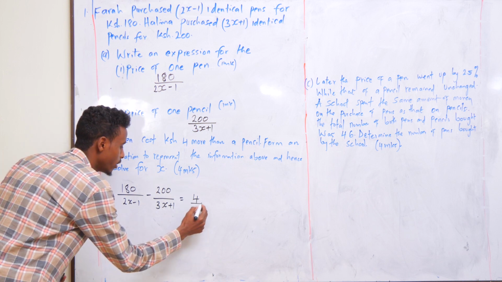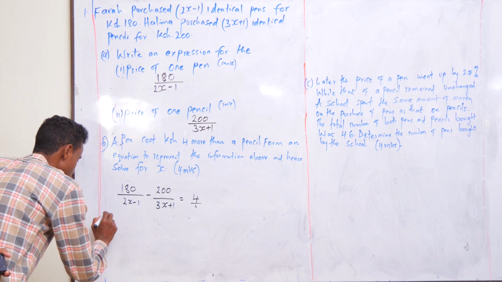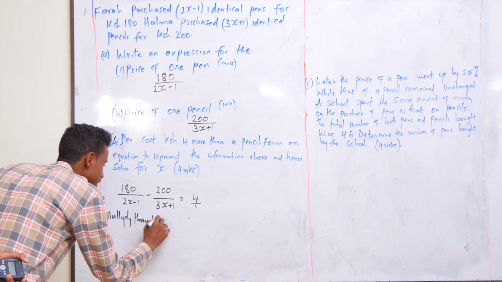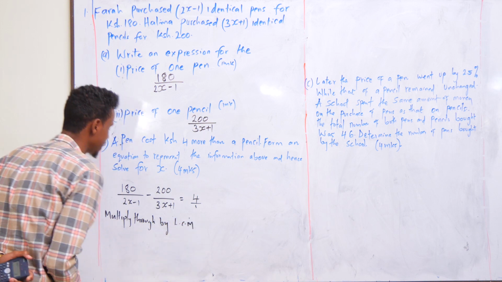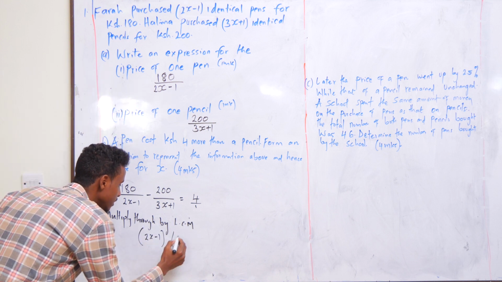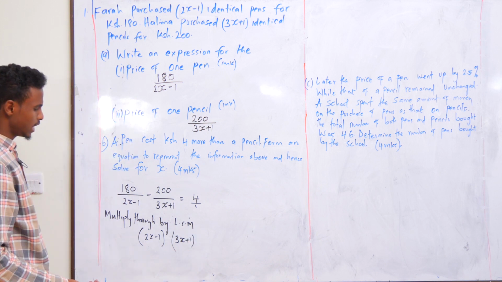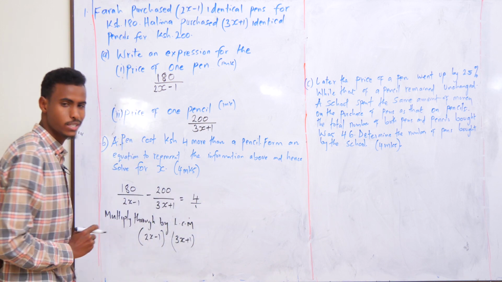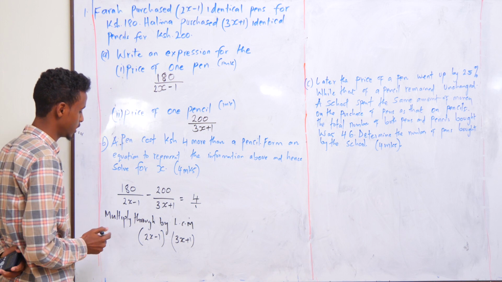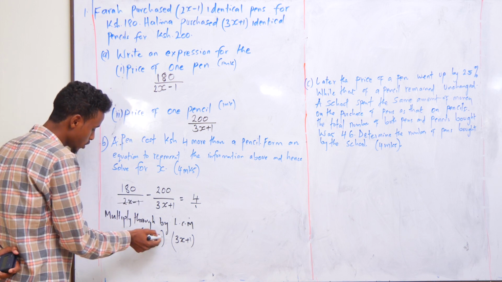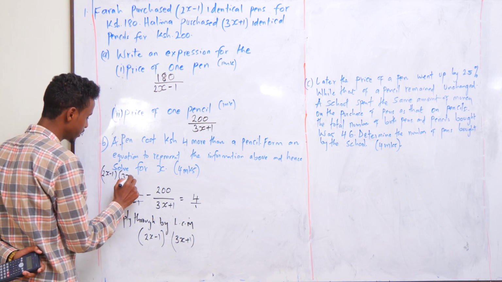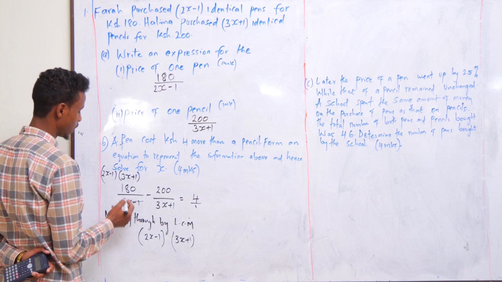Now, over 1. What's the LCM? Multiply through by LCM. In this case, the LCM is 2x minus 1 bracket 3x plus 1. Now let's multiply this LCM through this equation. 180 divided by 2x minus 1, multiplied through by 2x minus 1 bracket 3x plus 1, they will cancel.